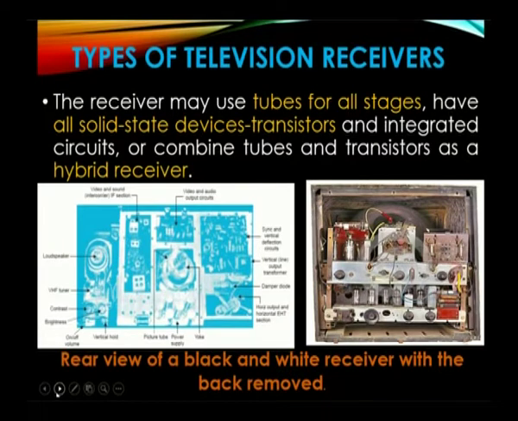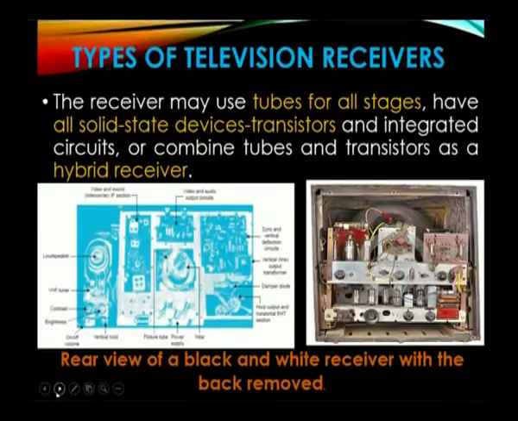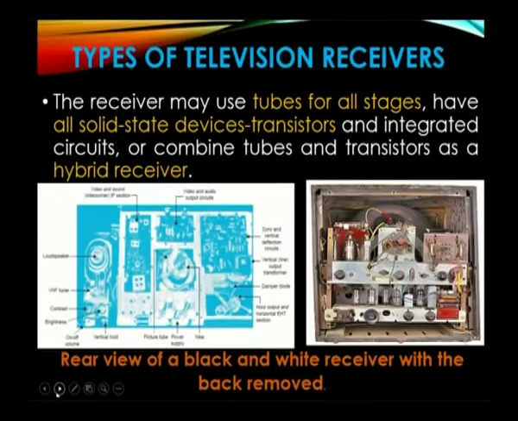Actually, there are three types of television receivers. The very first one is tubes, where all the elements in the receiver part are made up of tubes only. That is, all the stages, where we now use transistors, were replaced in the very olden days by tube forms.